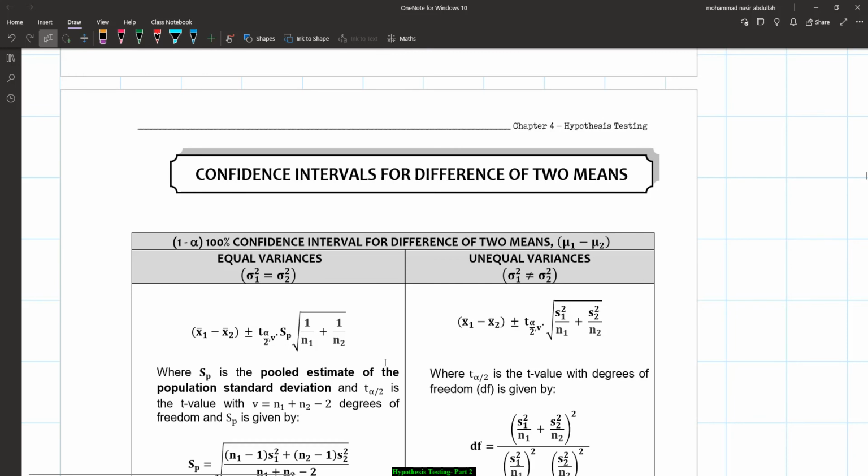So for the next class, kita akan tengok confidence interval for difference of two mean. So I think that's all.